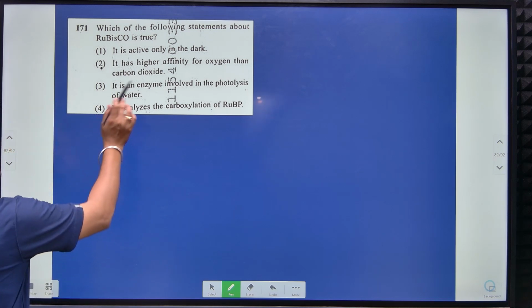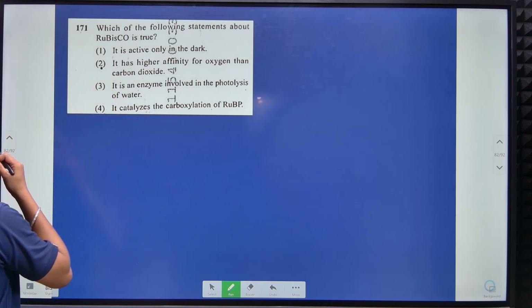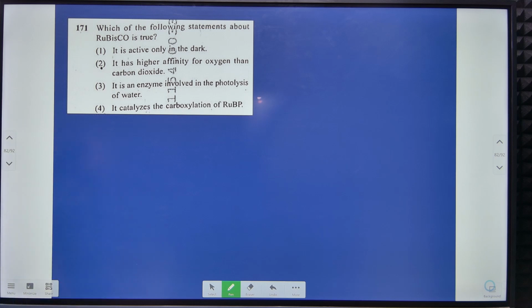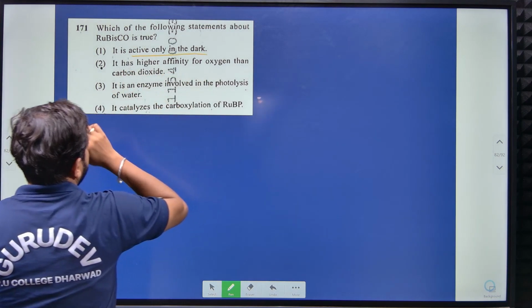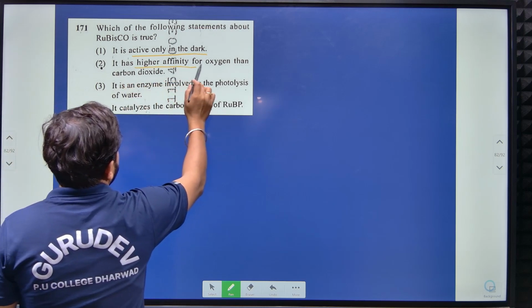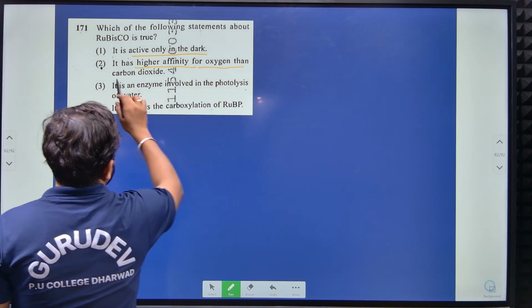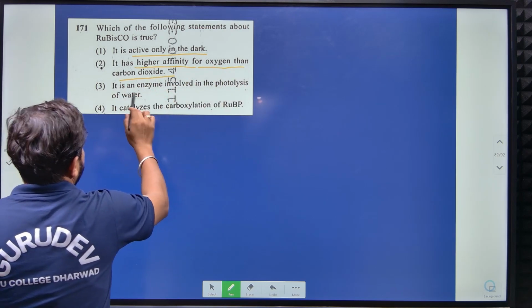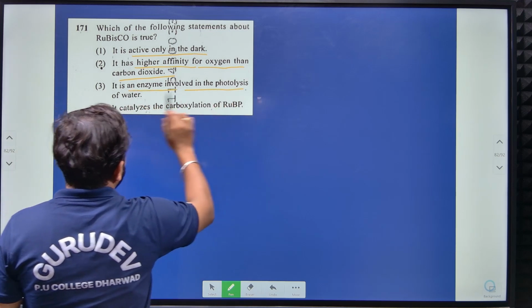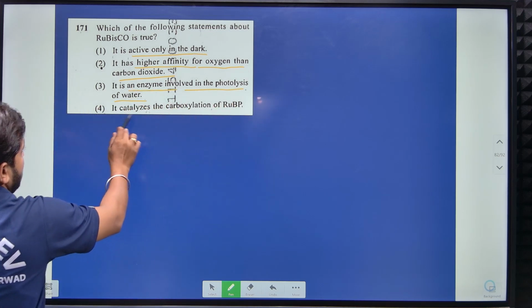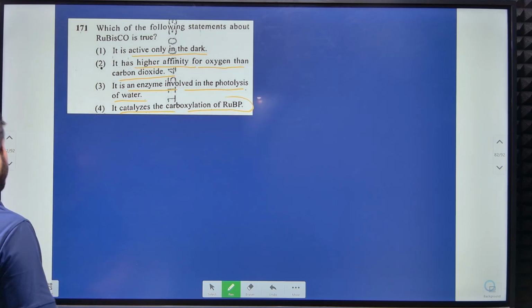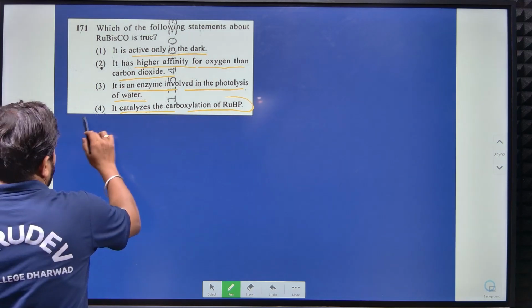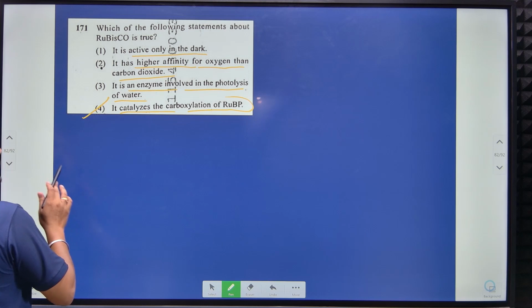Then moving on to the next: which of the following statements about Rubisco is true? Rubisco enzyme they are asking about, right? It is active only in the dark. It has a high affinity for oxygen rather than carbon dioxide. It is an enzyme involved in the photolysis of water. It catalyzes the carboxylation of RuBP. So here, according to that, option 4 is correct, right?